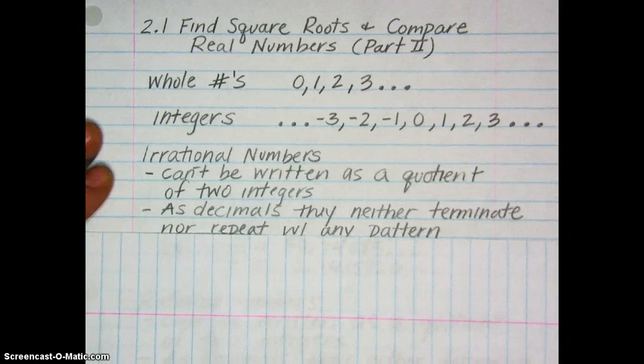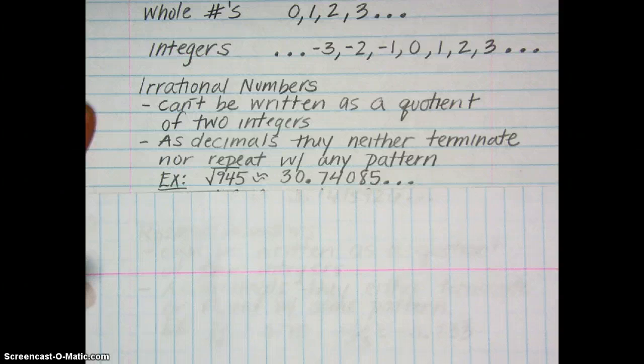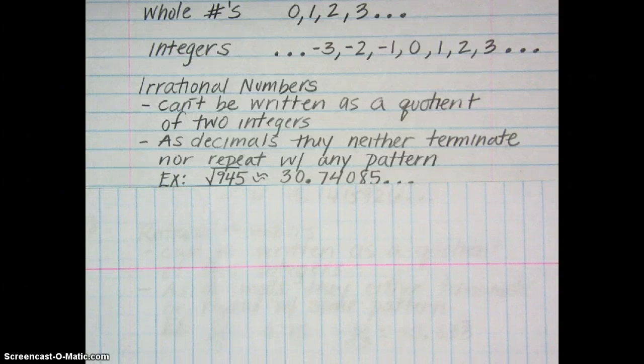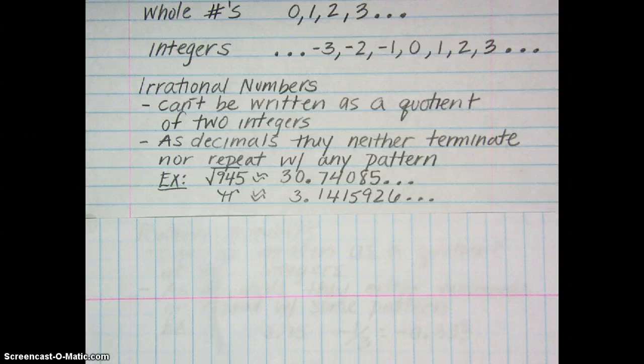So for example, if I were to take the square root of 945, and you can go ahead and put that in your calculator, you'll find you're going to get this decimal that continues without any rhyme or reason, 30.74085, and then it continues from there. Another popular one that many people are familiar with is pi. If you just hit pi and enter into your calculator, you're going to find that it equals approximately 3.1415926. And again, that number also continues with no rhyme or reason. So those are irrational numbers.